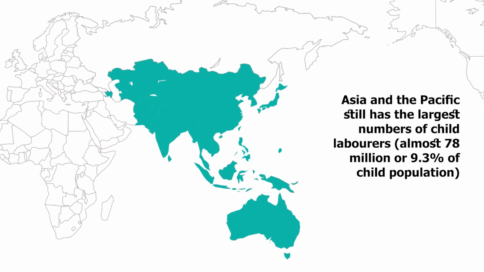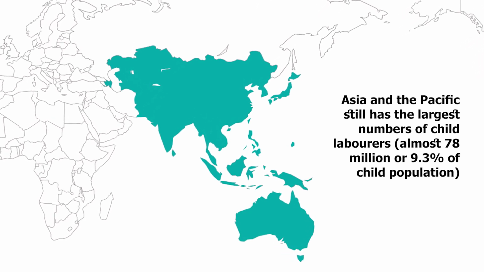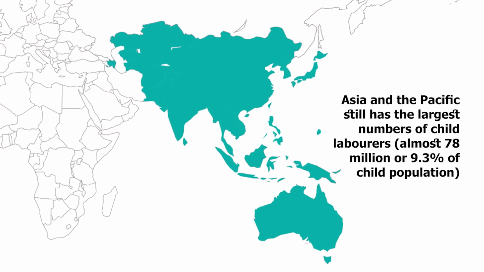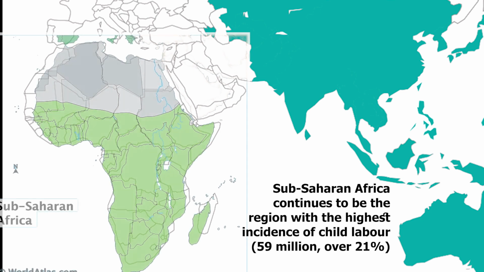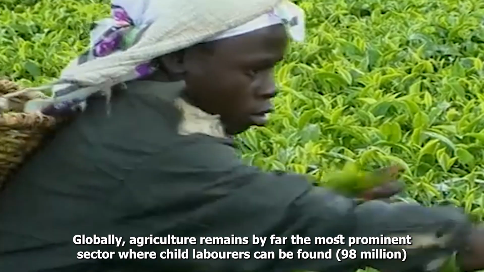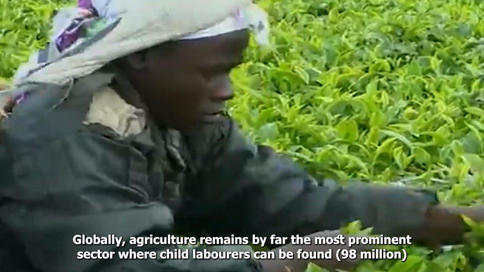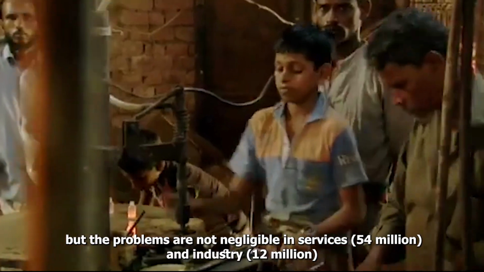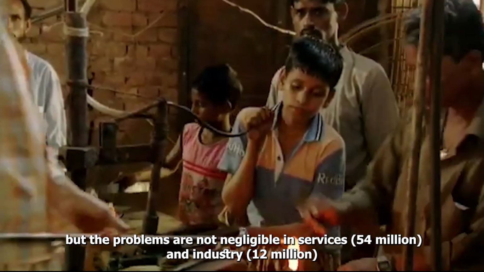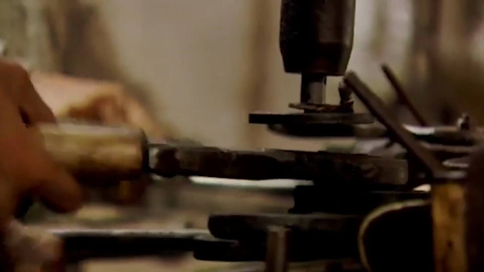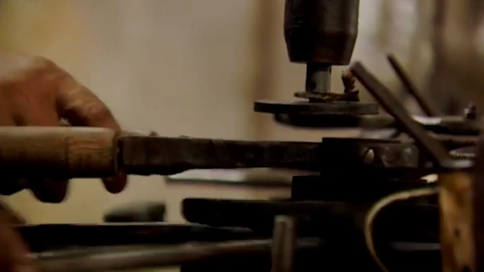Asia and the Pacific still has the largest number of child laborers, almost 78 million or 9.3% of the child population. But Sub-Saharan Africa continues to be the region with the highest incidence of child labor, that is 59 million, over 21%. Globally, agriculture remains by far the most prominent sector where child laborers can be found, that is 98 million. But the problems are not negligible in services, with 54 million, and industry with 12 million child laborers. This is found to be the case mostly in the informal economy.